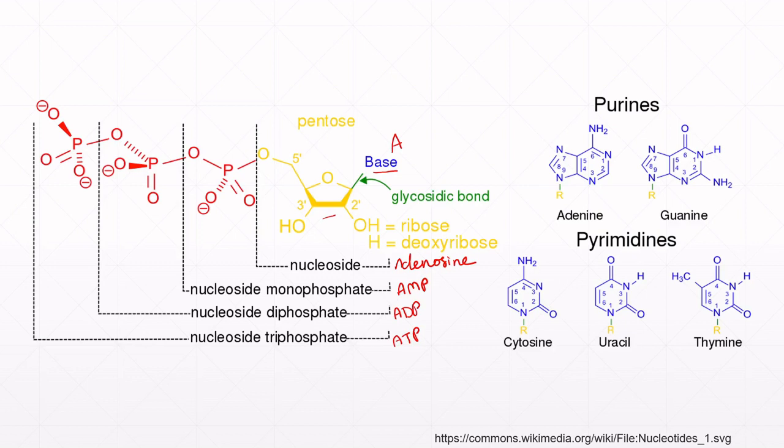Coming to the nitrogenous bases, the nitrogenous bases in DNA or RNA are purines and pyrimidines. Purines are of two types: adenine and guanine, whereas pyrimidines are of three types: cytosine, uracil, and thymine. But cytosine and thymine are the only ones present in the DNA, whereas uracil is a component of RNA.